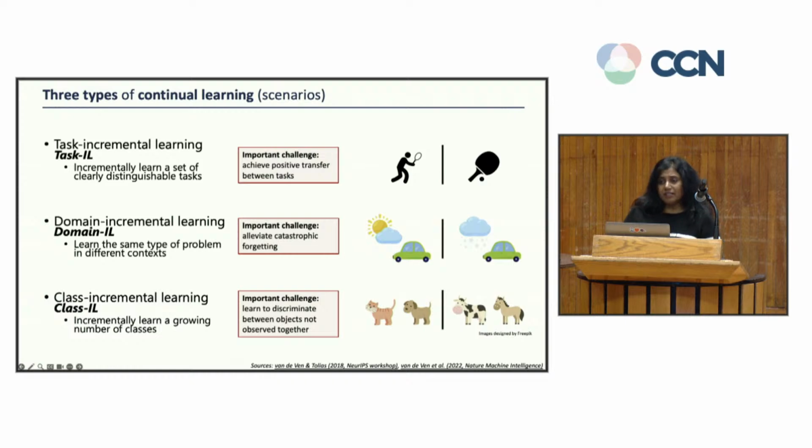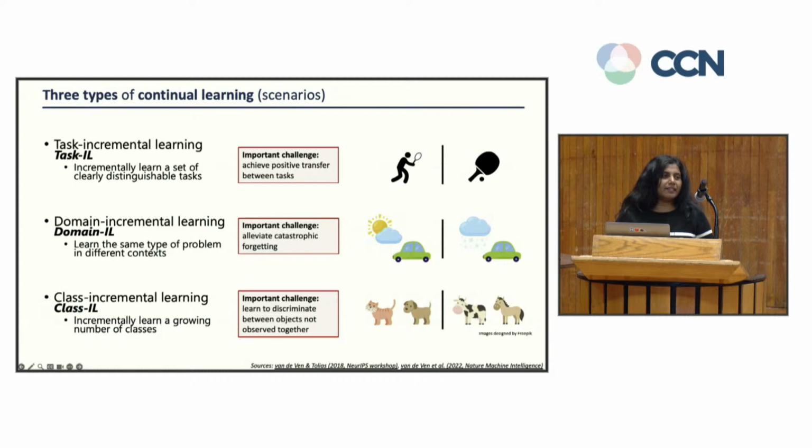And to put it in a different way to drive this point home, you can think of task incremental learning as incrementally learning a set of clearly distinguishable tasks. So in other words, the challenge in this scenario, what we are trying to solve, is to achieve positive transfer between the tasks. And the next one is the domain incremental.